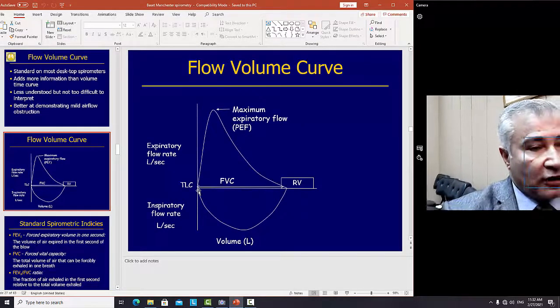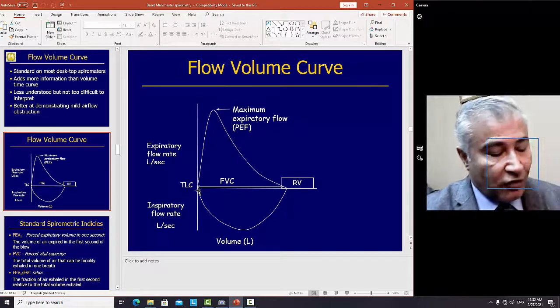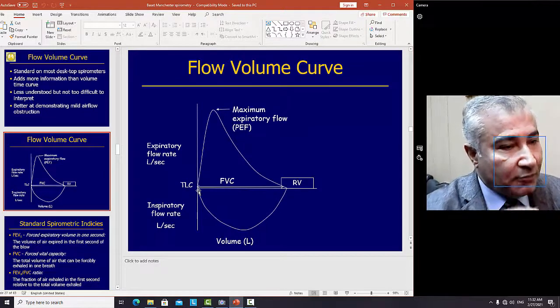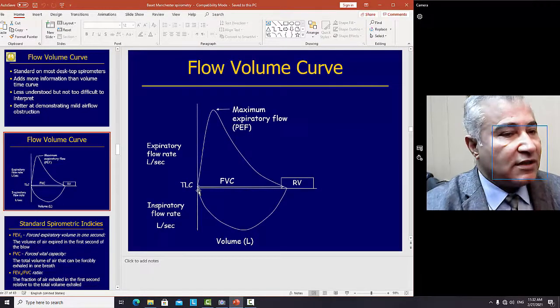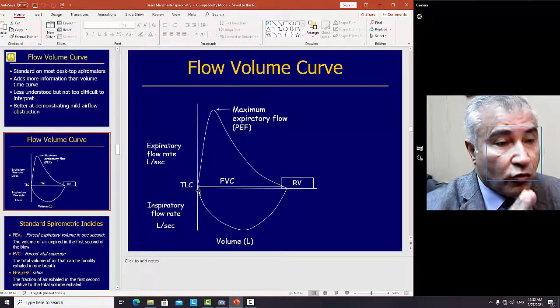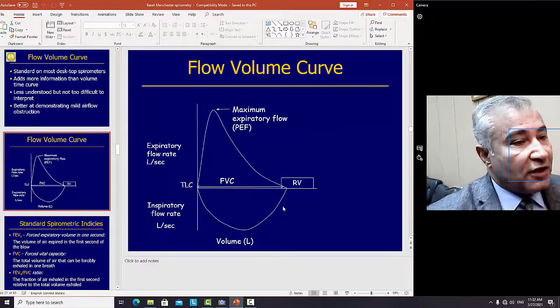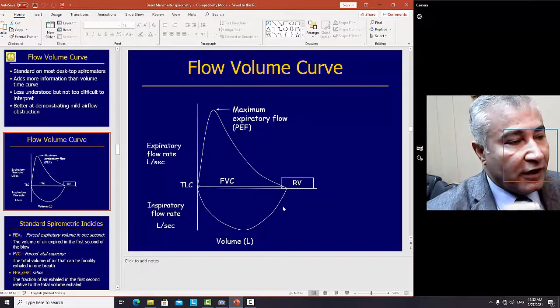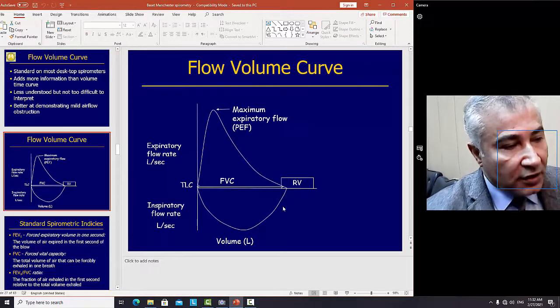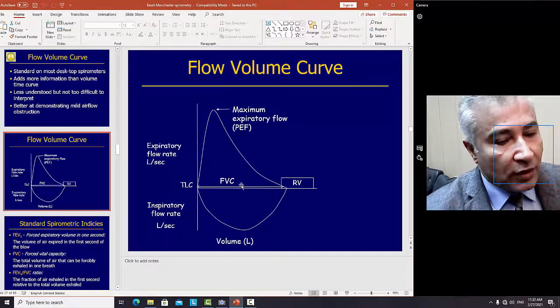So we have volumes and we have capacities. The volume is the smallest unit that can't be divided, but a capacity is two volumes or more. So what is the definition of tidal volume? It is the volume of air that can be inspired or expired during normal quiet breathing.